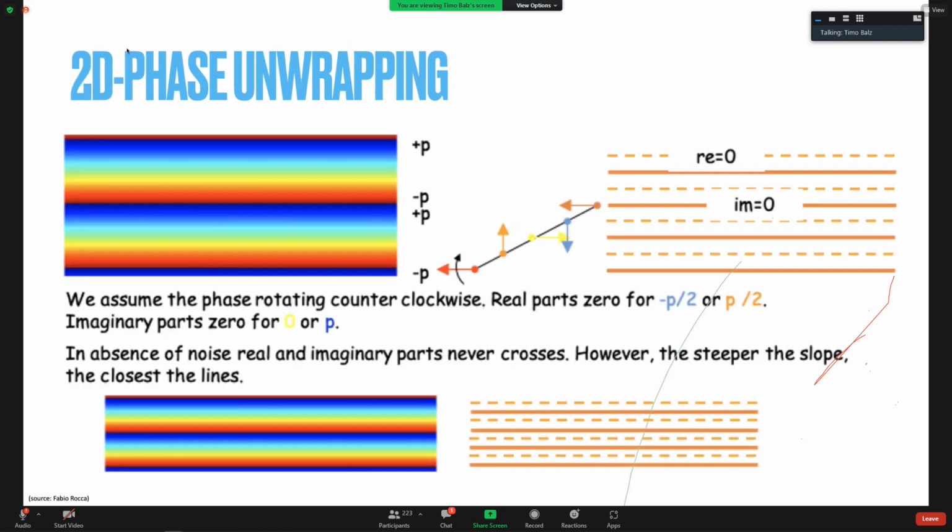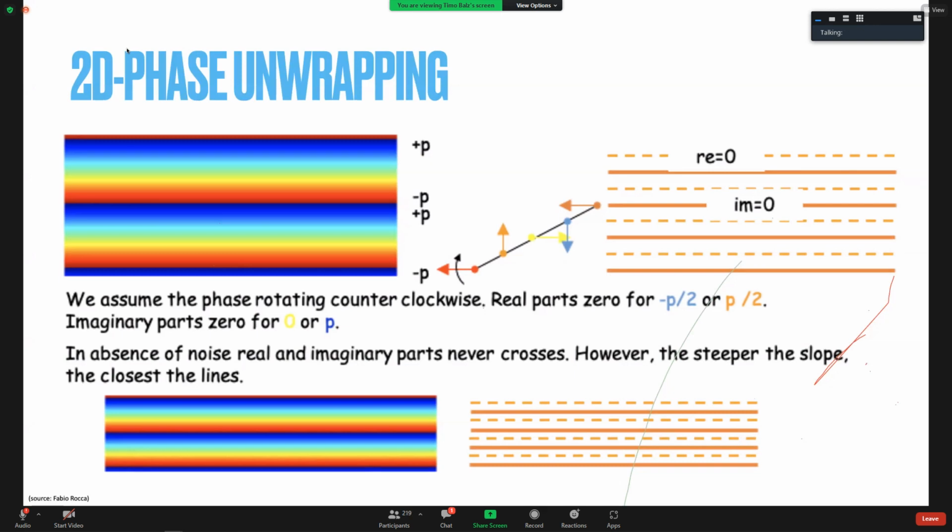Now, if we have 2D phase unwrapping, it's actually easier, because with one pass we can follow the phases along different paths. And we can go like this around a pixel, or this, to come back to the same pixel. And if one path has an error in it, we can fix it by different passes of it.